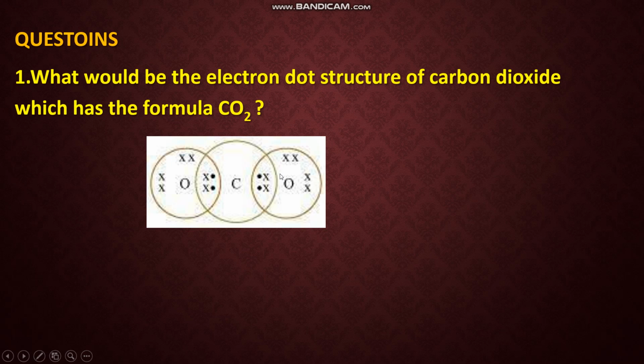It shares 2 electrons with this carbon. So how many pairs of electrons are shared between this carbon and oxygen? 2 pairs. So here is a double bond between carbon and oxygen. Here also 2 pairs are shared, so a double bond between carbon and oxygen. Now you can see carbon also getting 8 electrons. Each oxygen also has 8 electrons. So this is the electron dot structure of carbon dioxide.